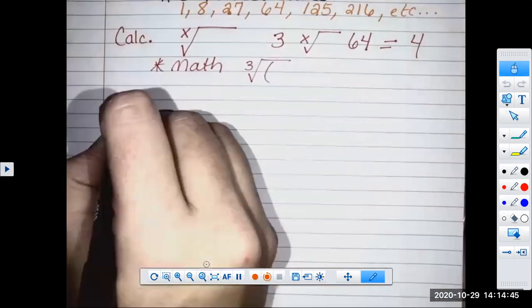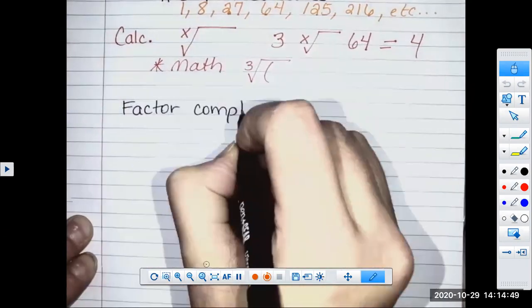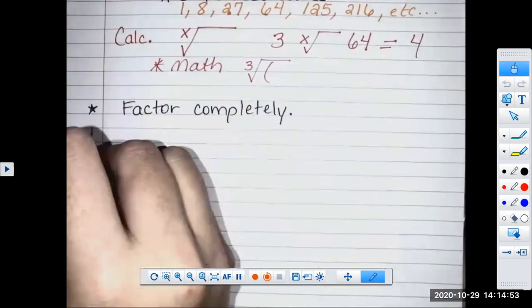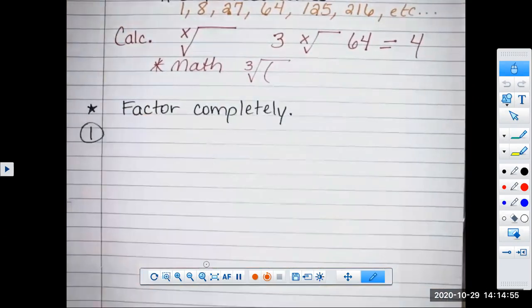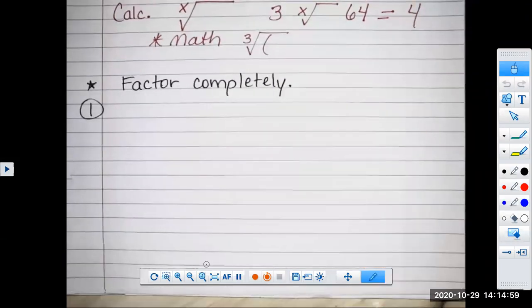You want to make sure in all of these problems that you factor them completely. Sometimes if you factor once, it may keep breaking down. Does anybody need to go back up? Okay.